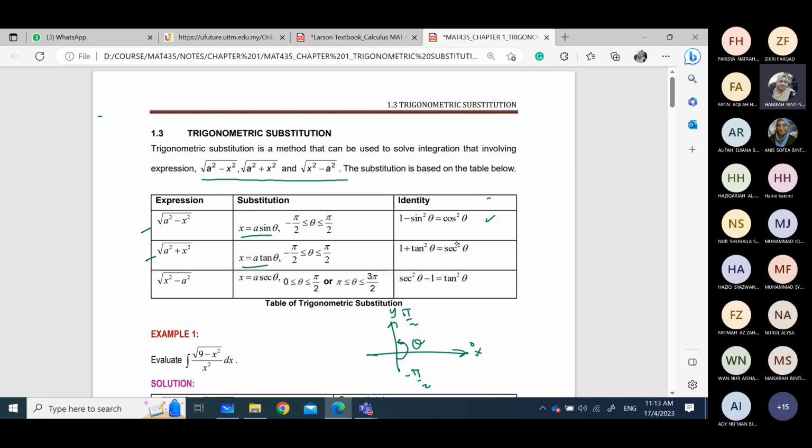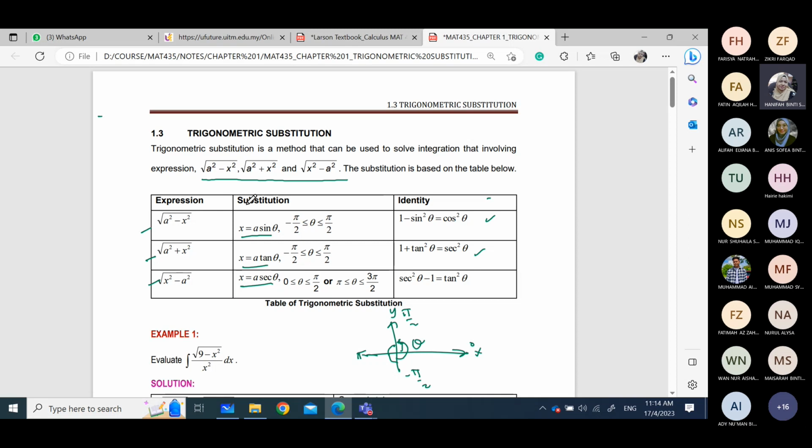Alright, Yani. So the identity that we can apply for this case is 1 plus tangent squared theta equivalent with secant squared theta. Okay, so the last one, if we have this radical or this expression in the integral, then we substitute a secant theta into x and the theta here is 0 to pi over 2, maksudnya daripada kosong ke 90 degrees, or from pi to 3 pi over 2. So from pi, pi kat sini, so daripada sini 3 pi over 2. Dari sinilah. Okay, 3 pi over 2 from here. Alright, so the identity here is secant squared theta minus 1 equivalent with tangent squared theta.